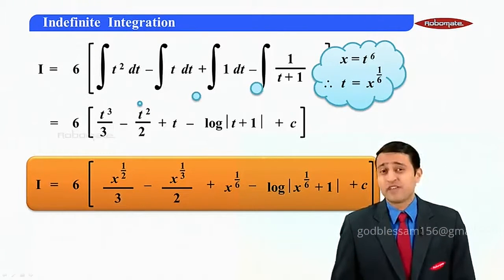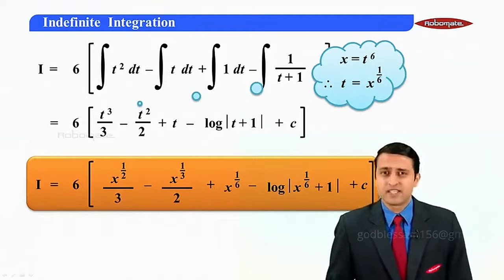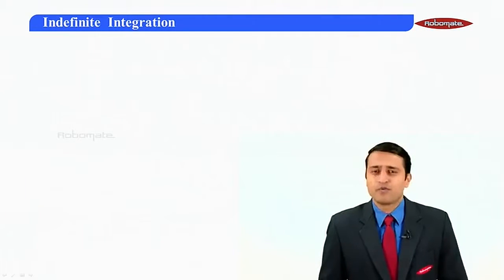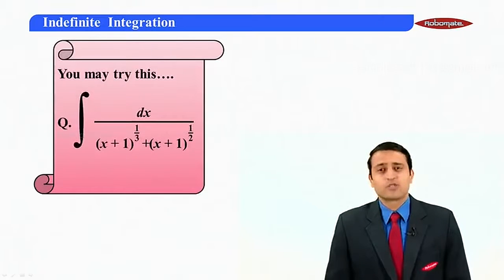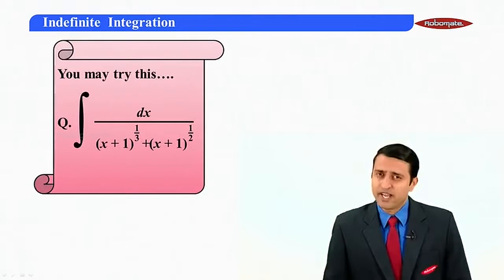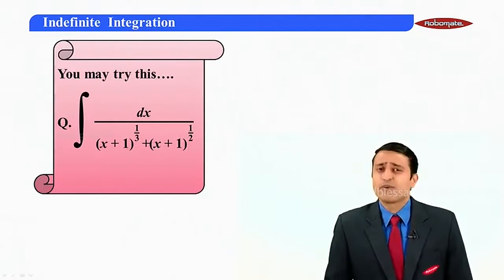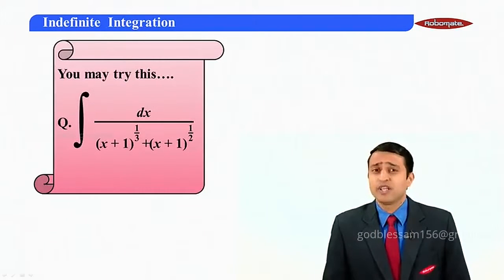So this is a sum where we had two different radical signs. Let us take one example for homework on the same lines. So this is one question which you should try, and in this case you will substitute x plus 1 is equal to t raised to 6.